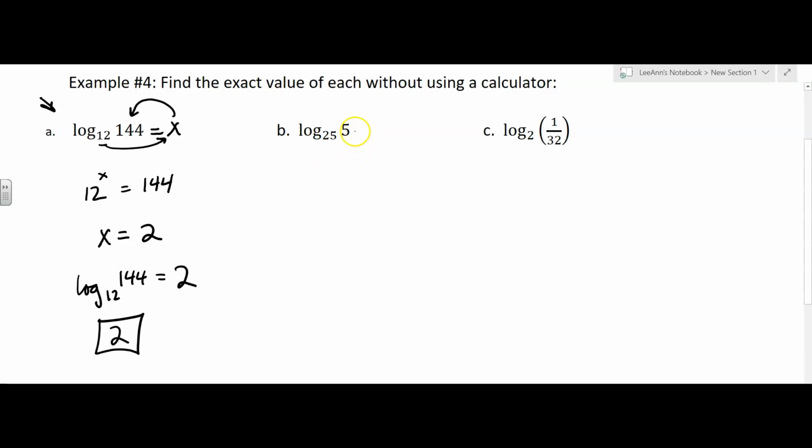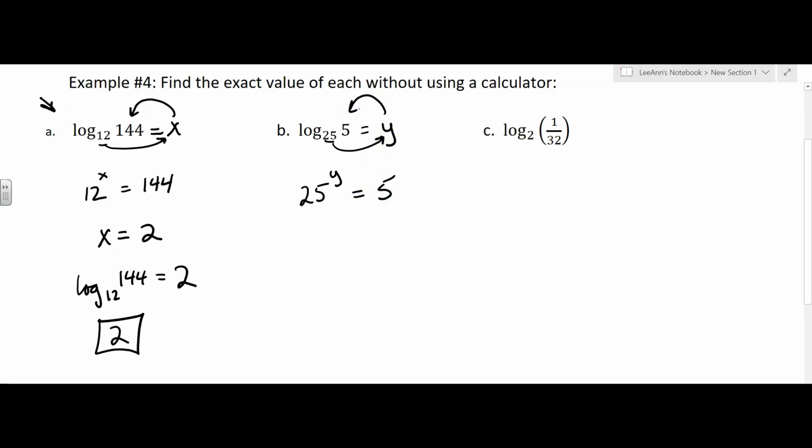All right, let's try another one. So now we have an expression. We're going to make it an equation. Let's make it y this time. We'll do something different. All right, change it to exponential form. 25, that's the base, to the power of y equals 5.